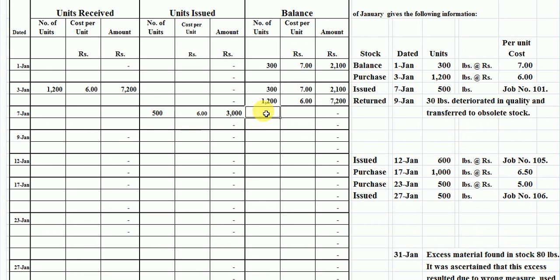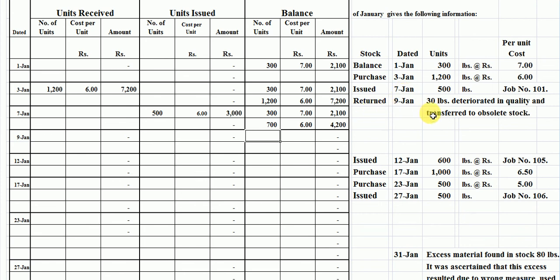Now the balance is 300 pounds at 7 per pound material. Now the remaining balance is 700 pounds of material, the rate is 6 per pound here. Student, this is our inventory card. Again we have current inventory of 300 pounds of material in the first load and 700 pounds of material in the second load here.